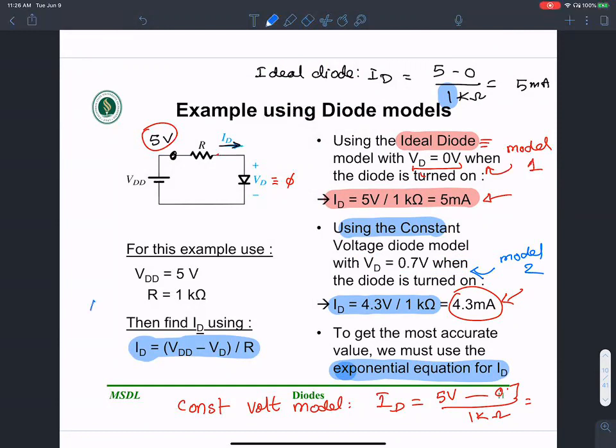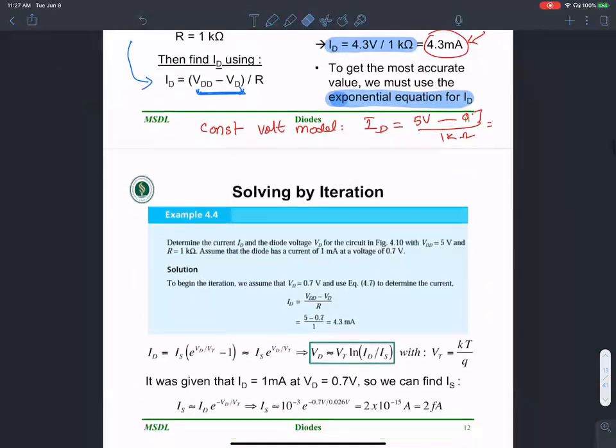Okay, and then what we did was to find the value of ID using VDD minus VD over R. So the idea is that the current that is flowing through the diode is exactly the same as the current that is flowing through the resistance, and therefore by finding the current that is flowing through the resistance using Ohm's law, I can see that the same current is flowing through the diode, and that will give me a value of the diode current. Okay, makes sense. In this case, 4.3 milliamperes is a much more accurate value.